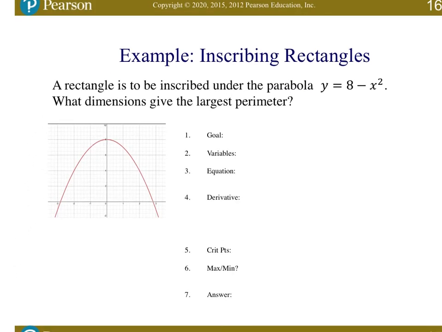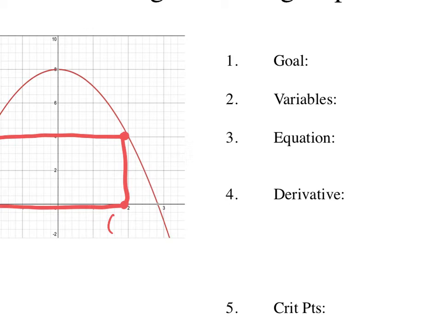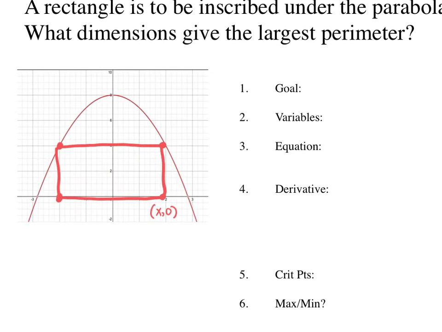So this shape should look familiar to you. We worked with it when we were working on area. Now we just want to work on it with perimeter. So I'm going to inscribe a rectangle again. And just for review, I'm going to label what the corners are. So we're going to call this corner x comma 0 because again it is to the right of the origin, and then negative x comma 0, x comma y, and negative x comma y.